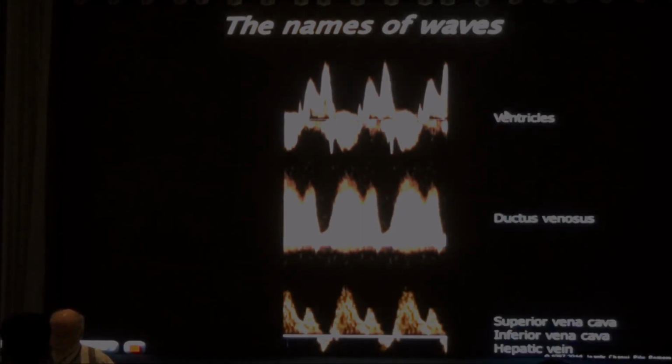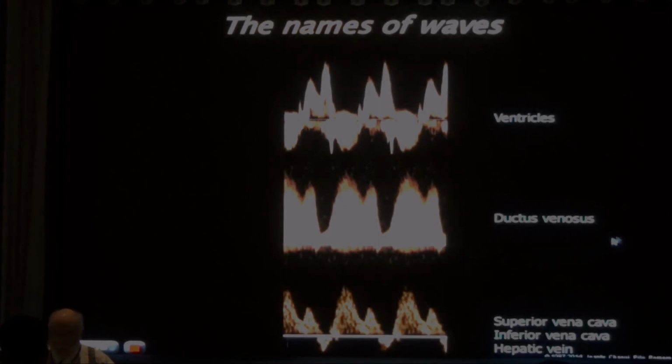So, here we have some tracings that we get typically. We have here a tracing of the left ventricle inflow-outflow. This is the ductus venosus tracing, and this is the superior vena cava, inferior vena cava, or hepatic vein tracing. What is the name of this wave here?